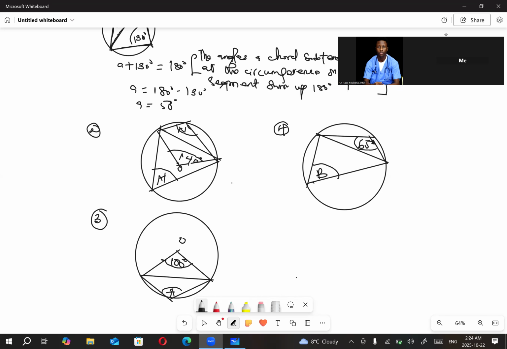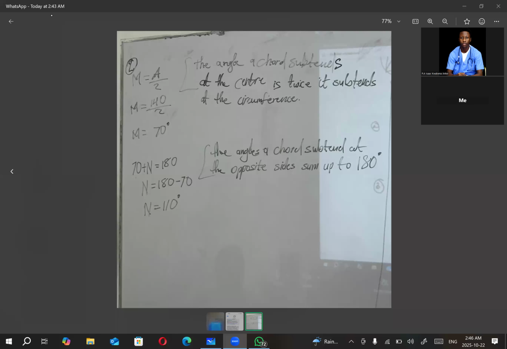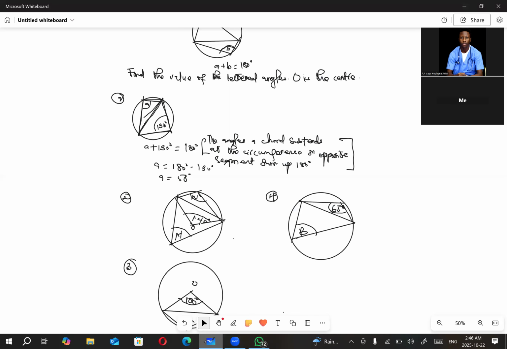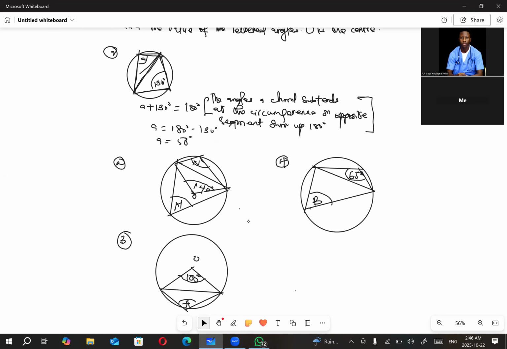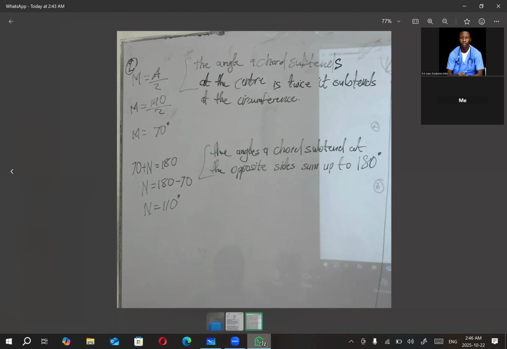All right, we are looking at the solution that was presented. So let's take a look at the first one. So we have 140 degrees, and okay, so that's what we have.